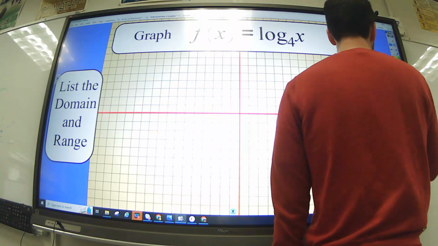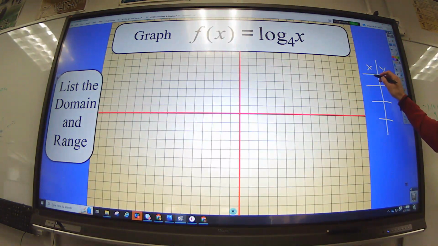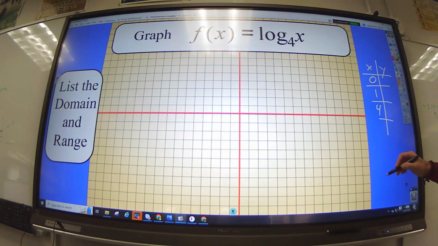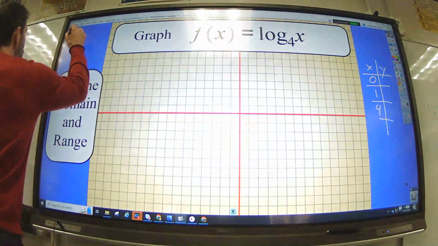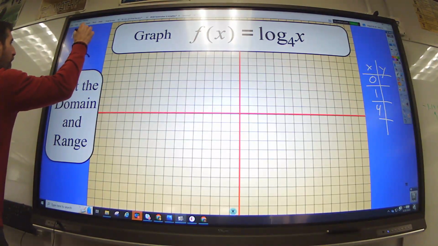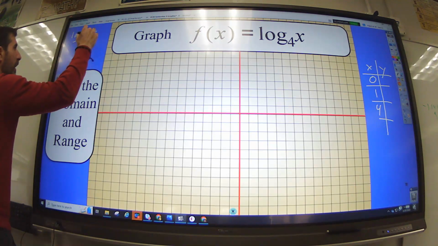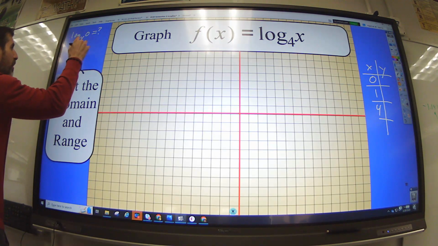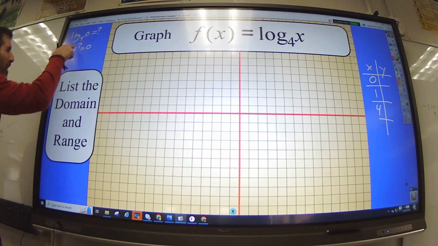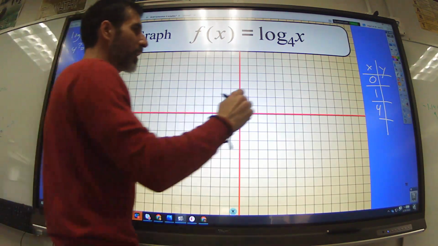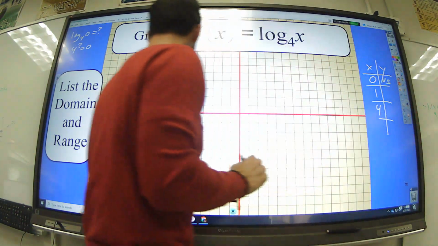All right, let's do the easy logs. What are they? 0, 1, 4, right? What is the log base 4 of 0 equal to? No solution, right? If I wrote it in exponent form, what is that? 4 to the what equals 0? Well, nothing, right? So we'll say no solution.